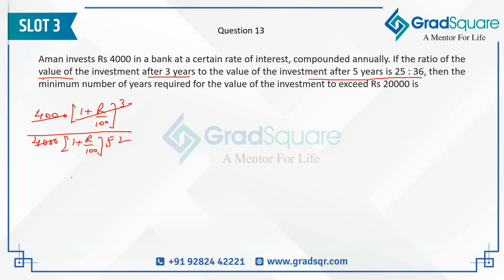Let me take 1 plus r by 100 as x. That makes my life a bit more easier. 1 by x square is turning out to be equals to 25 by 36. So 1 by x will turn out to be equals to 5 by 6. So x will turn out to be equals to 6 by 5.